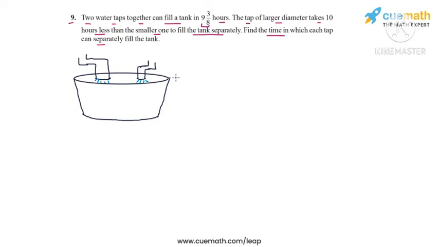Okay, so here's a tank, and these are the two taps that you see. This first one is the larger tap, and this is the smaller tap. And the problem statement tells us that the larger tap, when opened alone, will take 10 hours less than the smaller tap to fill the tank. But when opened together, like what you see right now, the two taps will fill the whole tank in 9 and 3/8 hours. So we have to find the time in which each tap can separately fill the tank.